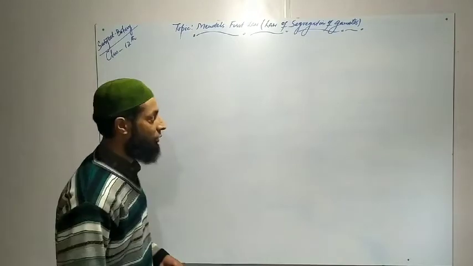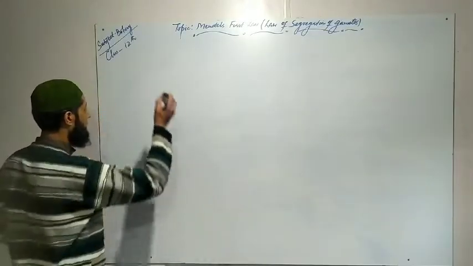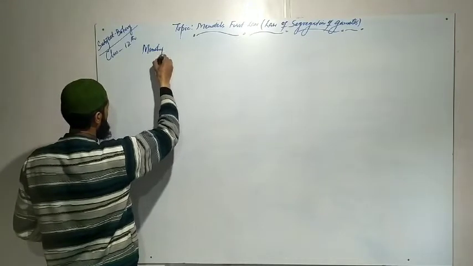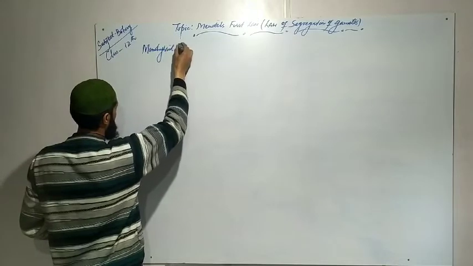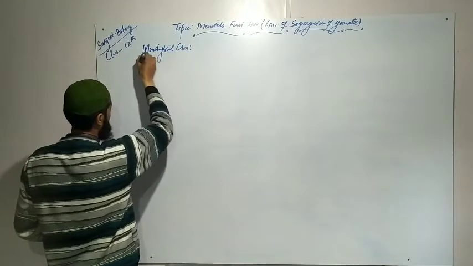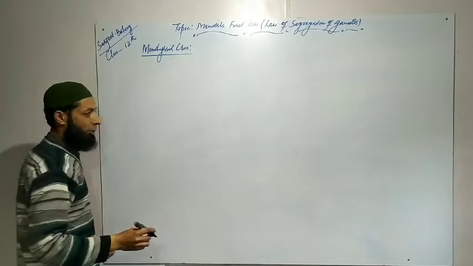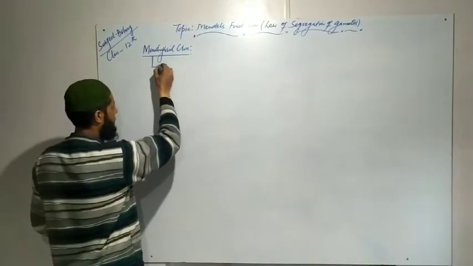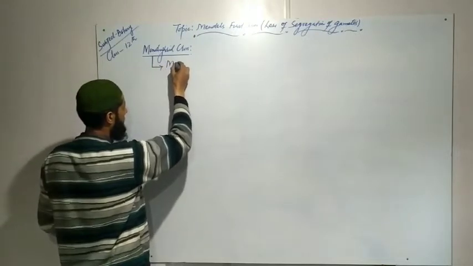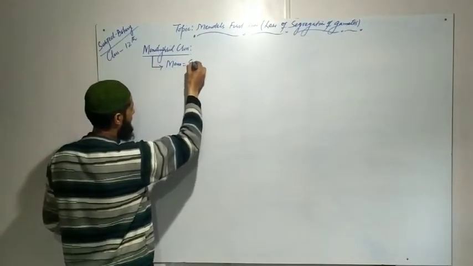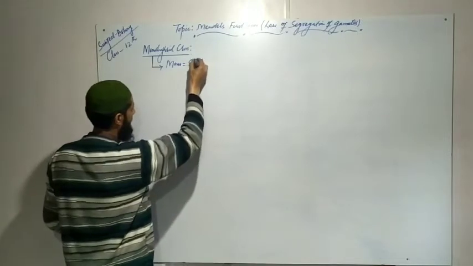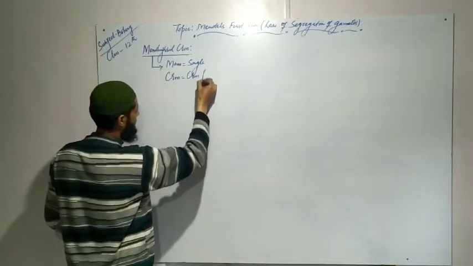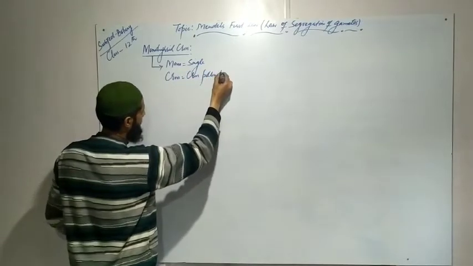First, I will tell you about the monohybrid cross. What do you mean by monohybrid cross? If we give a definition, mono, M-O-N-O, means single, and cross means cross pollination.